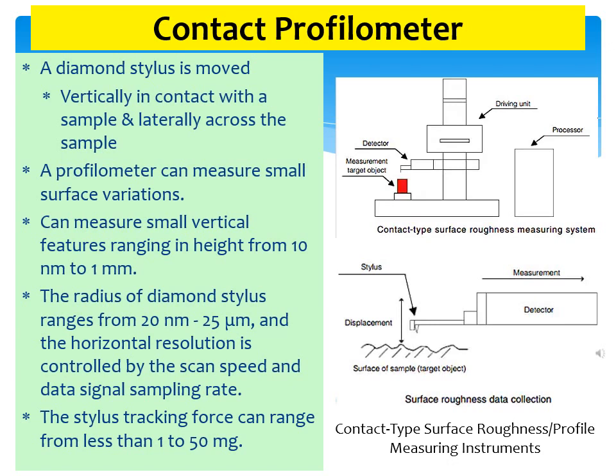The height position of the diamond stylus generates an analog signal which is converted into a digital signal, stored, analyzed, and displayed. The radius of the diamond stylus ranges from 20 nanometers to 25 micrometers, and the horizontal resolution is controlled by the scan speed and data signal sampling rate. The stylus tracking force can range from less than 1 to 50 milligrams.